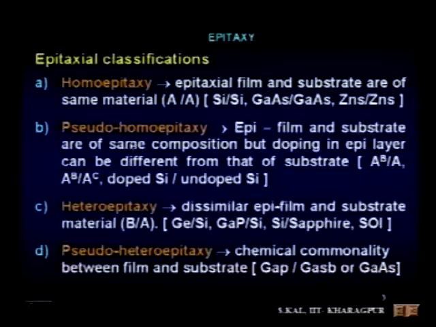Pseudo homoepitaxy, because their substrate and epitaxial film must be of same material, but a different chemical composition, different impurity composition. Okay, that is of practical use. And nowadays heteroepitaxy is another area which is being used widely recently, last 10 years approximately, that is silicon on germanium, silicon germanium material. So that is another area, heteroepitaxy.